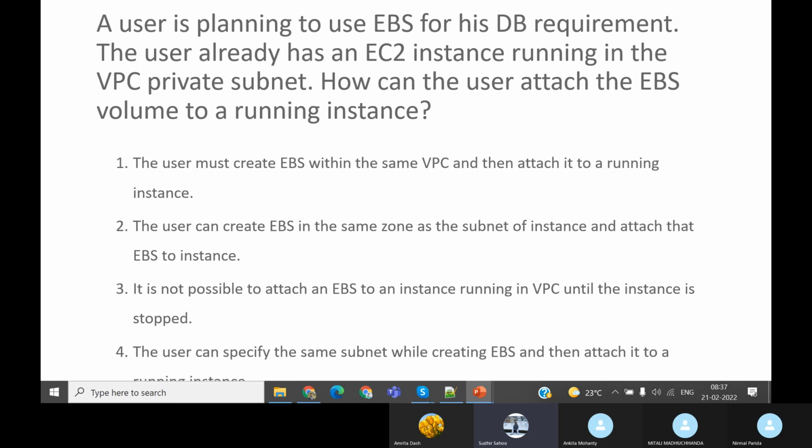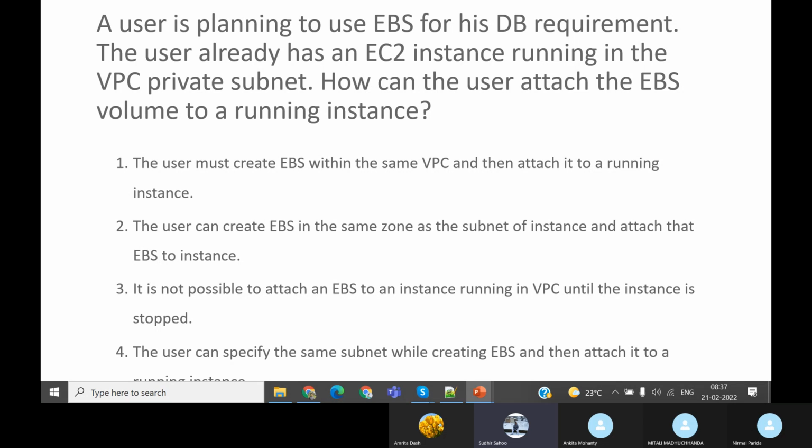So the first one is not right. I think that's wrong, not the right option. The user can create EBS in the same zone as the subnet of the instance and attach that EBS in the same zone. Okay, option 2 may be right, but let's see. It is not possible, that is completely wrong. Let's see the fourth one.